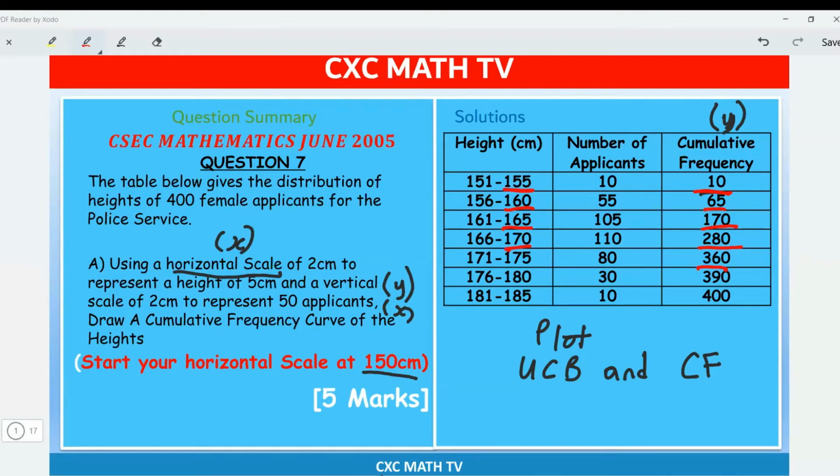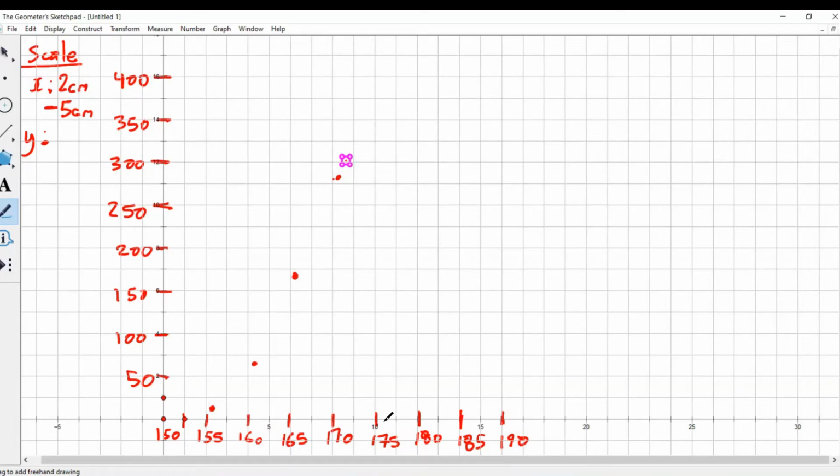360, 175.5. So 360 on the y-axis, 175.5 on the x. 175.5 to 360. This is 350. And so 360 would be somewhere about here. All right. And then we go 180.5 to 390. 390 is closer to 400. So somewhere right here.